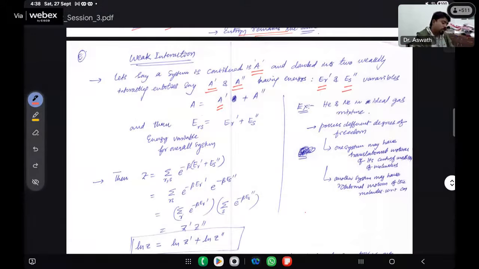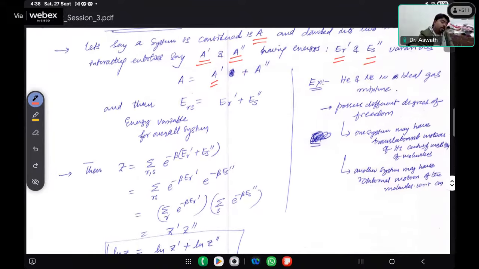Helium and neon atoms in an ideal gas mixture will possess different degrees of freedom. One system may have translational motion of its constituent molecules, while another system may have rotational motion of the molecules with respect to their center of mass. So there are two different systems with different energies. They may be weakly interacting. That is the situation I was talking about here.